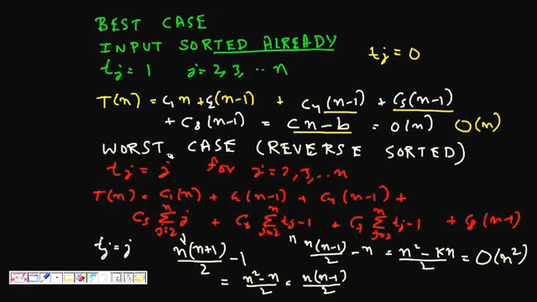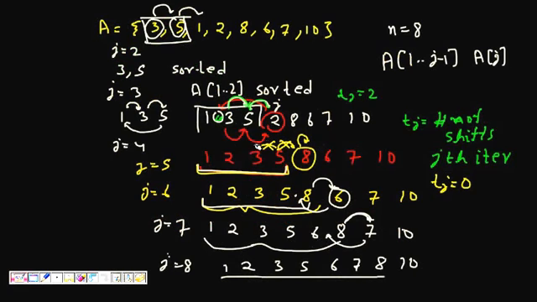The second case we consider is the worst case. In the worst case, the input is sorted in the reverse order. If we wanted to put it in ascending order, the input is sorted in descending order. So in that case, let's say we have 2, 3, 5, which is already sorted, and then we get 1.